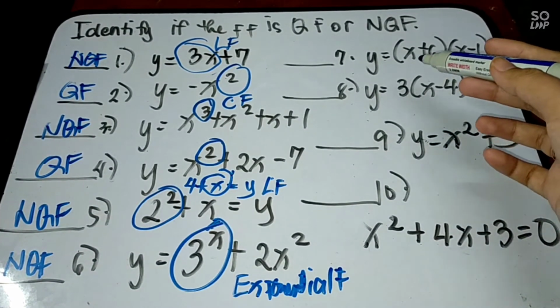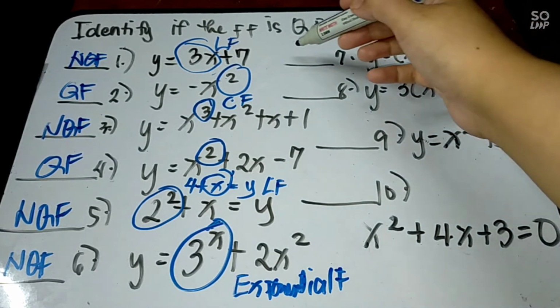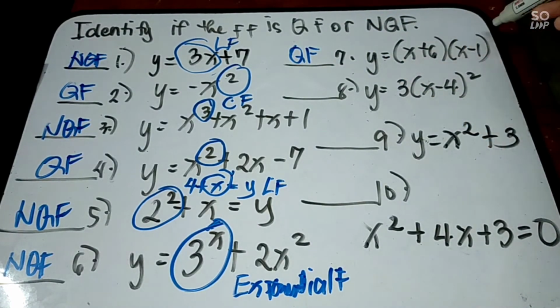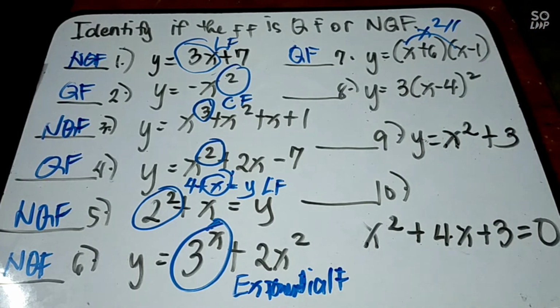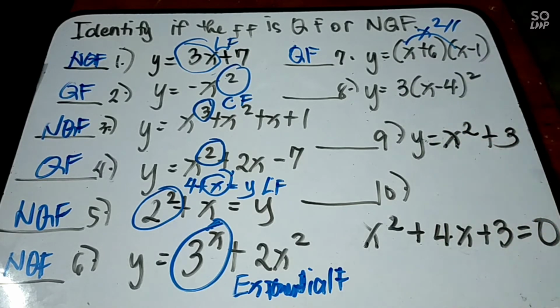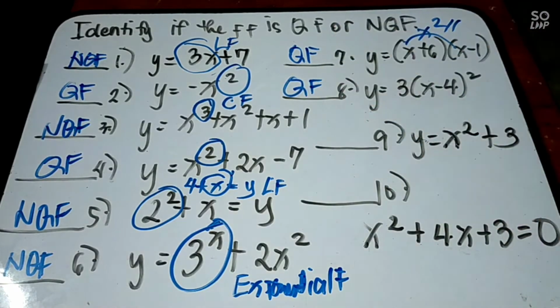Next tayo, number 7. y is equal to x times the quantity x plus 6, times the quantity x minus 1. Quadratic or not? Okay, so this one is a quadratic function. Bakit? Kapag ito ay dinistribute mo by using FOIL method, ang highest exponent mo is x squared. So, the highest exponent is 2, therefore, that is a quadratic function. Next tayo, number 8. y is equal to 3 multiplied by the square of x minus 4. Okay, so this one is a quadratic function pa din.